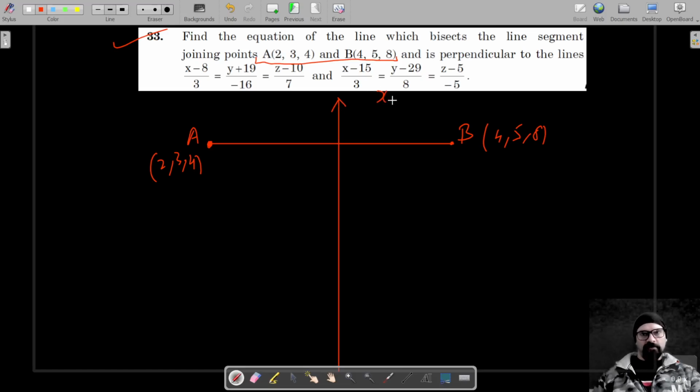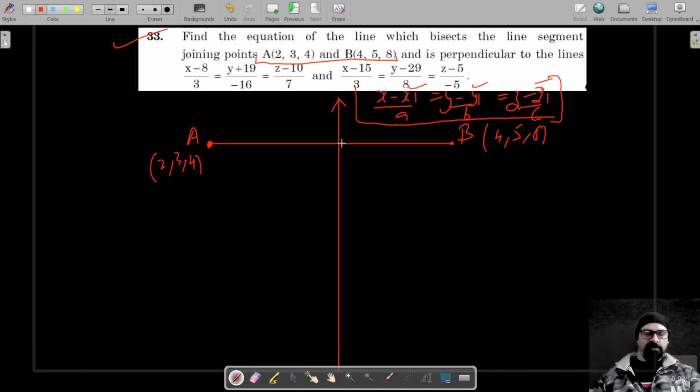Let the Cartesian equation of this line be (x minus x1) by a is equal to (y minus y1) by b is equal to (z minus z1) by c. Let's say this is the required equation of the line. If I'm able to get the point through which it passes, which of course is the midpoint because it bisects the line segment joining the points, that means this line passes through point D.